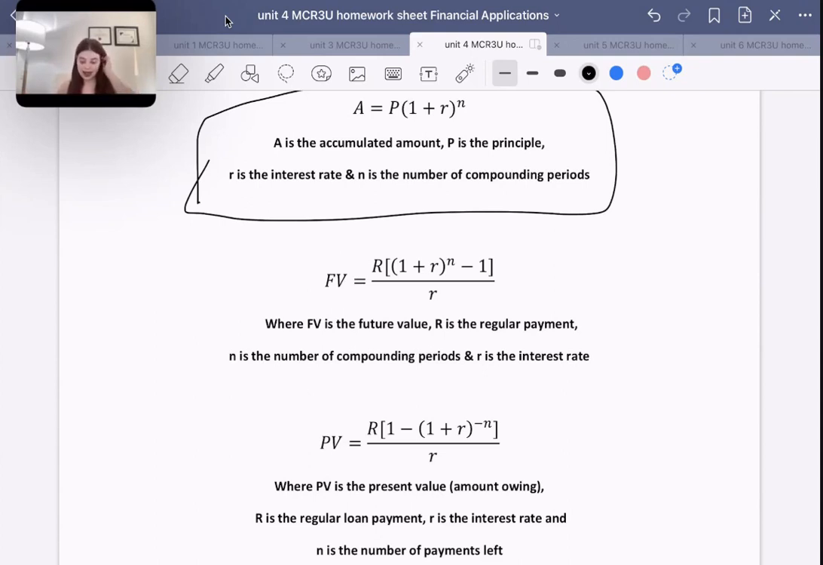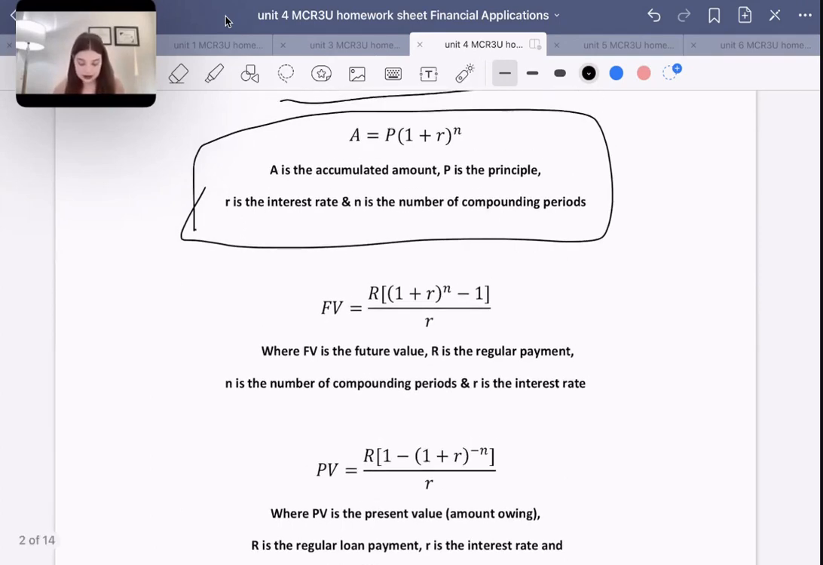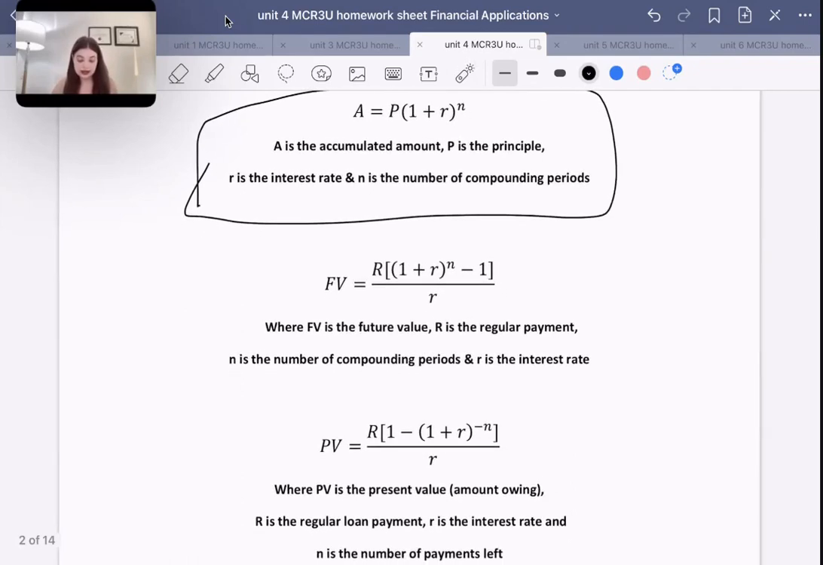And then n is the number of compounding periods. Right? And so that's the other thing here, that if it's compounded once, then we only get that interest rate once. If it's compounded twice, we get that interest rate twice, right? So it depends how many compounding periods there are.